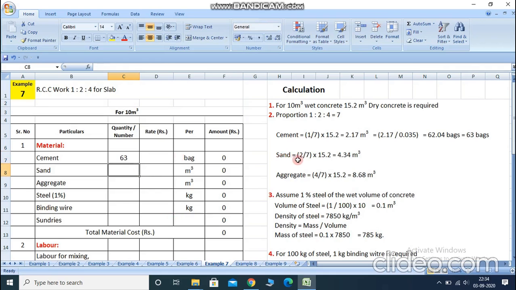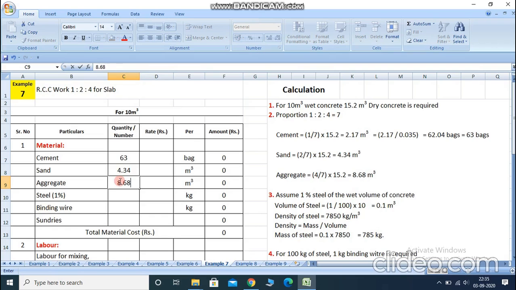Then after we calculate the sand. Here 2 parts of the sand is required. So 2 divided by 7 multiplied by 15.2. So the answer is 4.34 meter cube. So we write here 4.34 meter cube. Then after, aggregate quantity: aggregate proportion is given 4 parts. So 4 divided by 7 multiplied by 15.2. We got the answer 8.68 meter cube. So write here 8.68 meter cube.